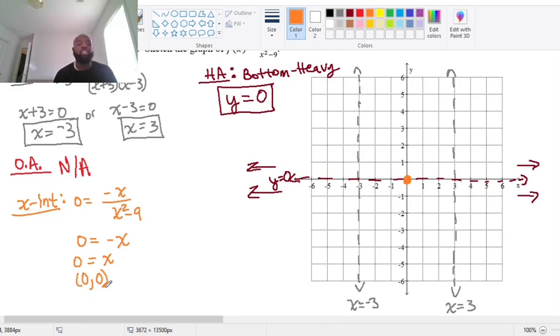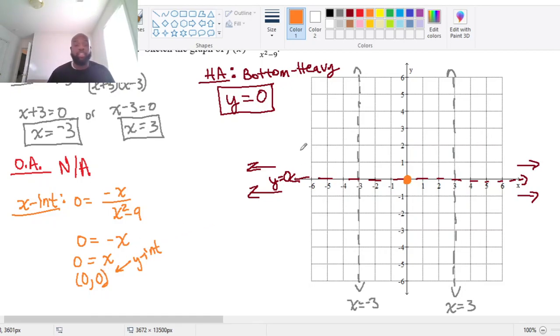Now, this is the origin, so I automatically know that this is also my y-intercept, right? Or you can just plug in 0 for x here and 0 for x there, and you're going to get 0 over -9, and 0 divided by any number besides 0 is 0. And so we see that our y-intercept is also that.